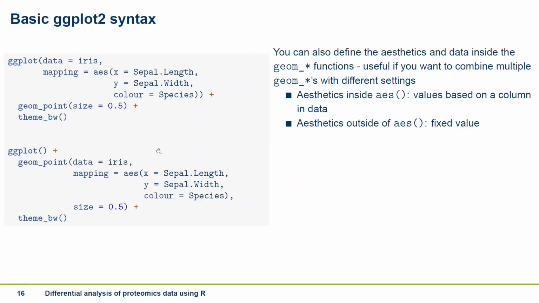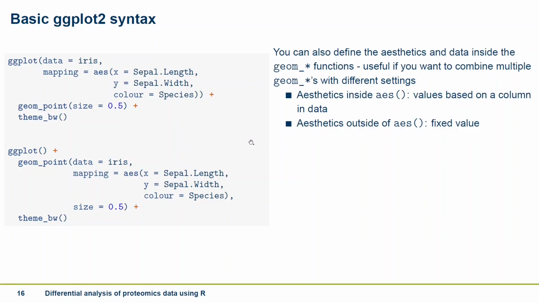Here are two examples where I just want to show you the difference. Defining the data and the mapping is also possible within the geom functions here. This comes in handy if you want to combine different plot types, for example, with different parts of a data set or something like this.